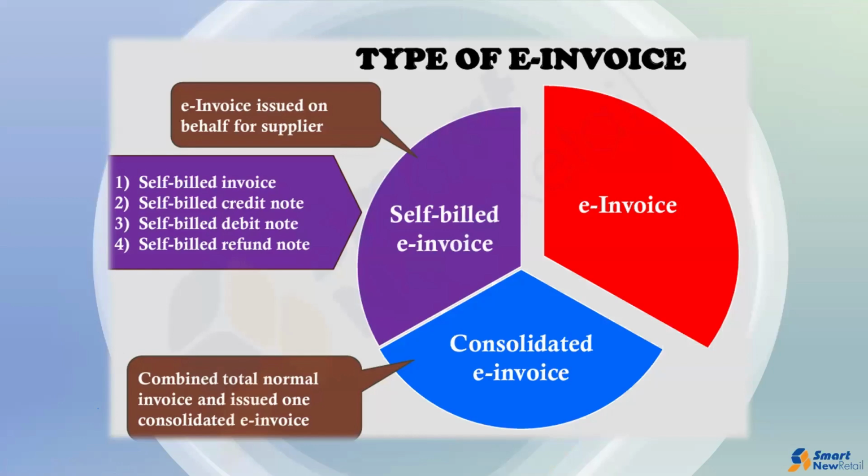All right. So we have different types of e-invoice. Okay, we have the normal e-invoice. Then we have the self-bill e-invoice, and also the consolidated e-invoice.